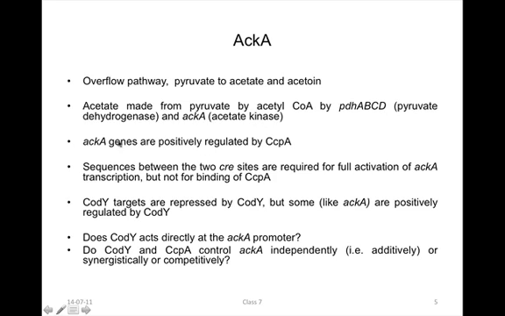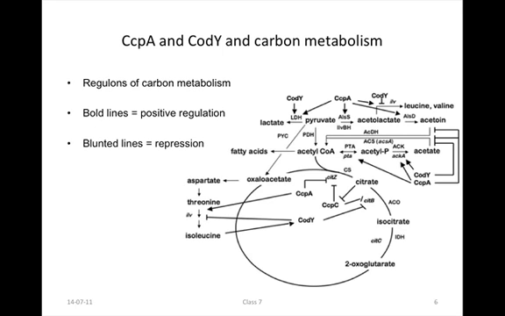The acetate kinase genes are positively regulated by CcpA. And like I was saying earlier, CodY targets are usually repressed by CodY, like ackA is repressed by CodY, but some are also positively regulated. And this paper tries to figure out, does CodY act on the promoter, or does it control ackA independently? How do they work together? Do they work independently? That's the question.